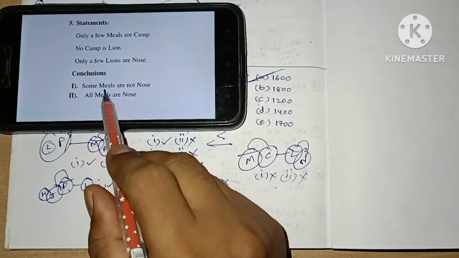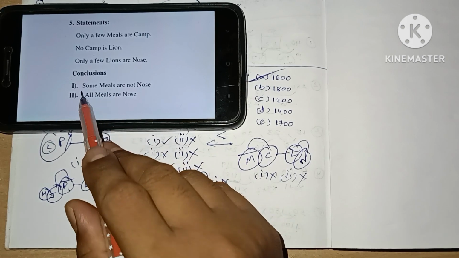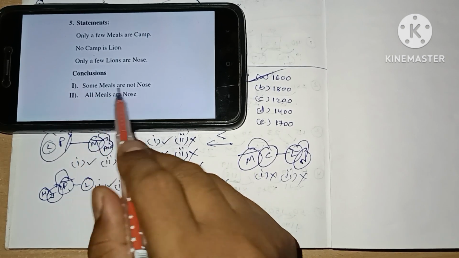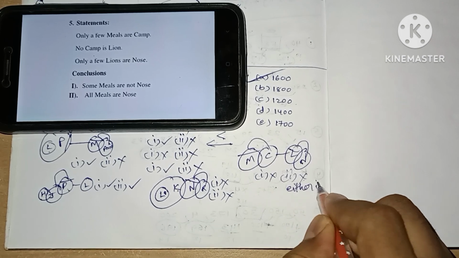Here meals and nose are same. Suffixes and prefixes are same, and this is a positive statement. This is a negative statement. So the answer for this one is either 1 or 2.